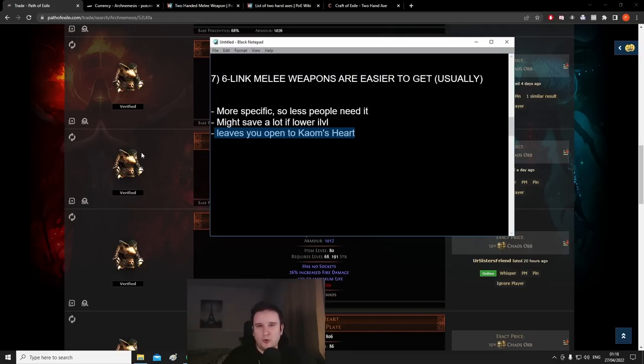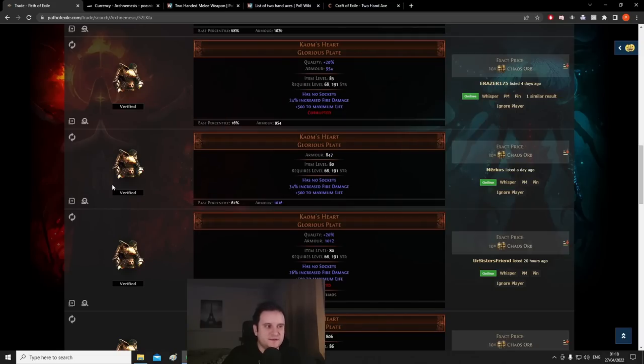Now, obviously, that's not always true. Some builds are kind of socket starved. Even if they don't need a 6-link body armor, they just need the sockets for something. But I just feel like for the first days of a league, Chaom's Heart is kind of an underused tool to get yourself through this hump of having bad gear.